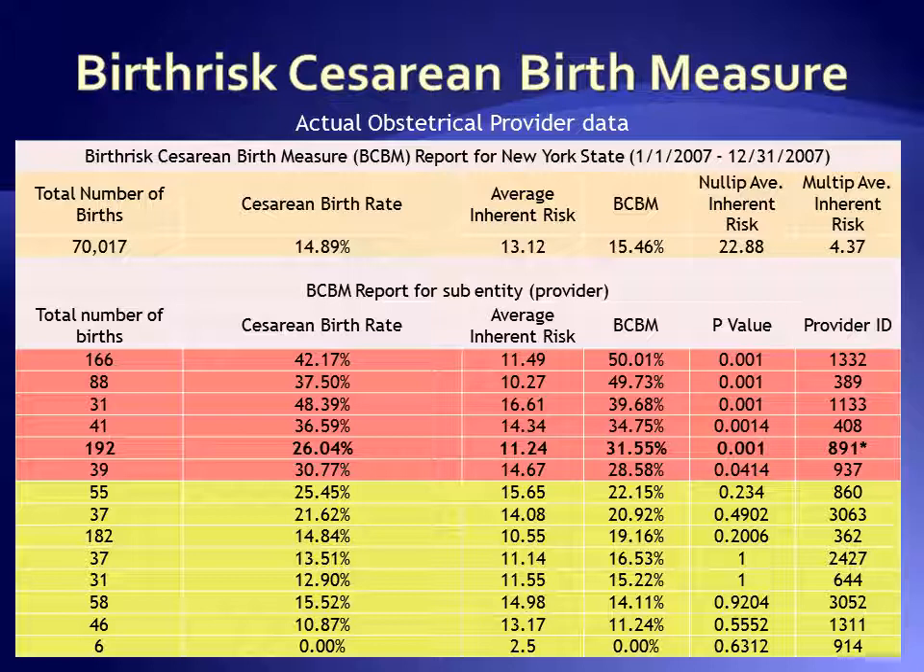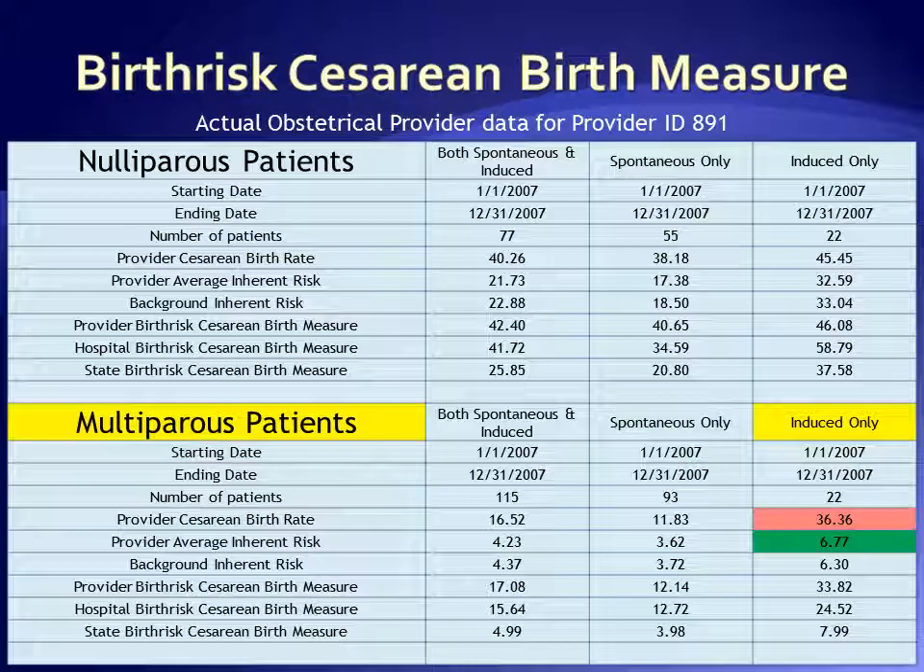Hospitals are made up of obstetrical care providers, and this report shows the obstetrical providers from Hospital 5760 as the subentity. Here you can see that 6 providers had a Birthrisk Cesarean Birth Measure that was statistically significantly worse than the average for New York State, and the rest were average. This report, along with the previous report, can be used by hospital administrators to monitor cesarean birth utilization at their institution. This report is the breakdown for the provider with the most births at Hospital 5760.